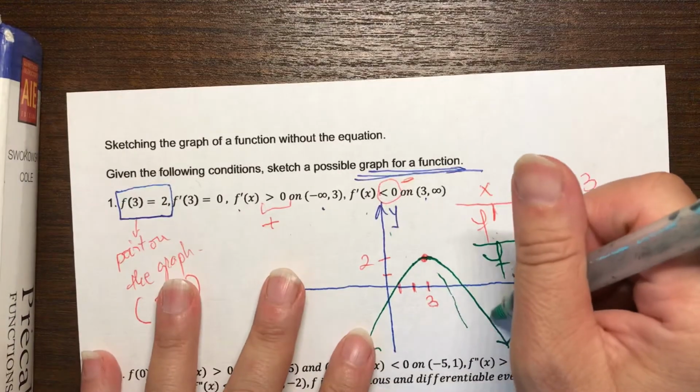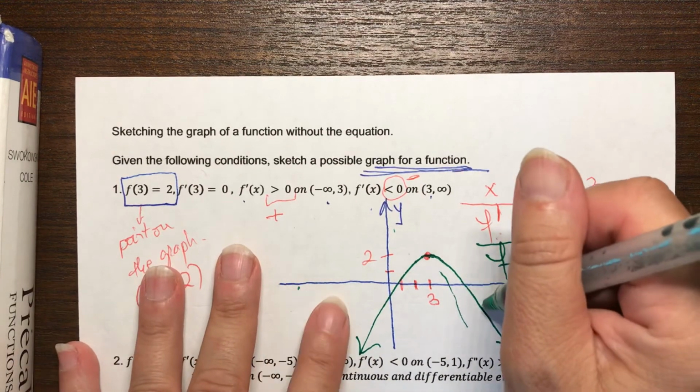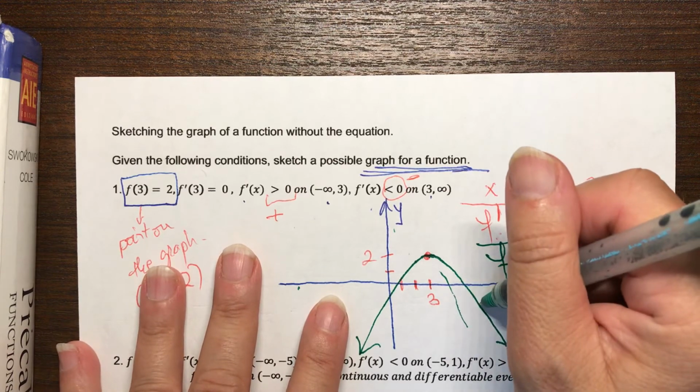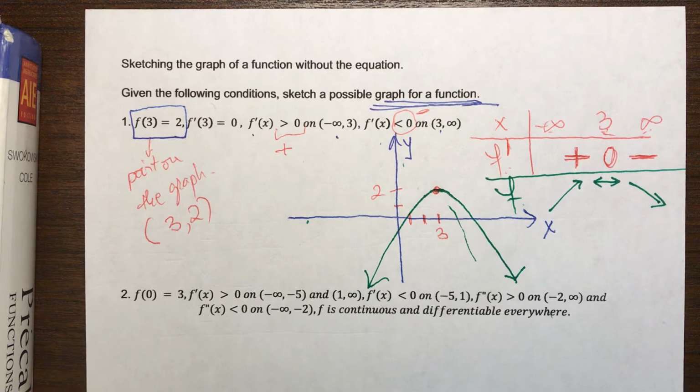It doesn't say you can make it have a hole, by the way, right? It didn't say continuous or anything like that. You can make it have a hole. You can make it go down, jump, and then go down some more. It's up to you. But as I said, keep it simple. Don't make more than what you need.